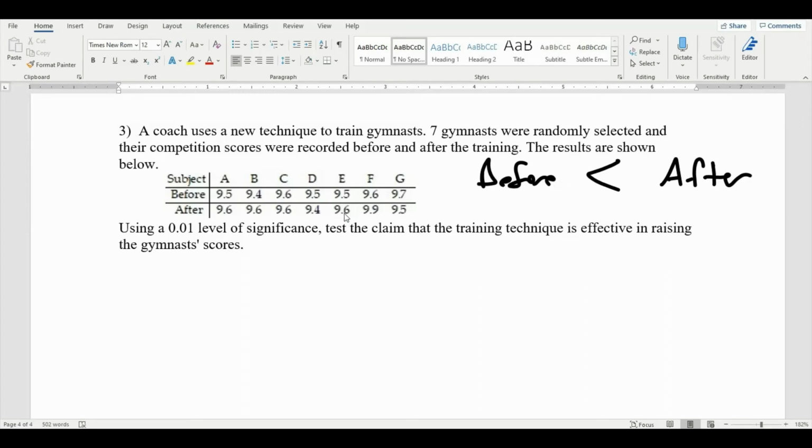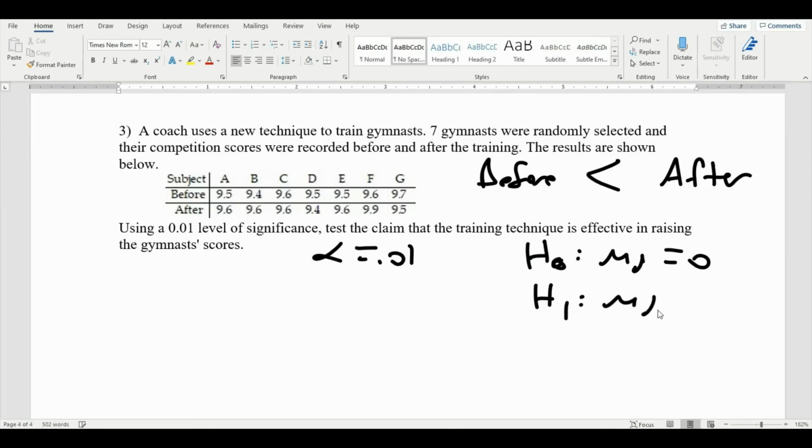If you're a gymnast, the after scores, you want those to be higher. It's not like running in a race, where you want the times to be shortened. You want these scores to be higher. So the before score should be less than the after. So we do have our alpha of 0.01. Our H0 is the same as it has been. Our H1 is going to be less than 0. So we're going to determine, is the training technique effective?